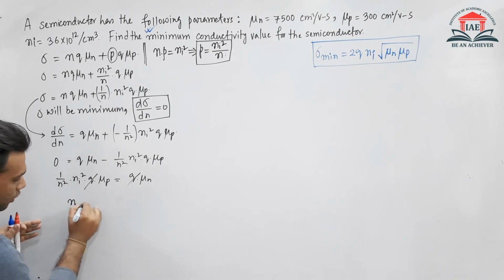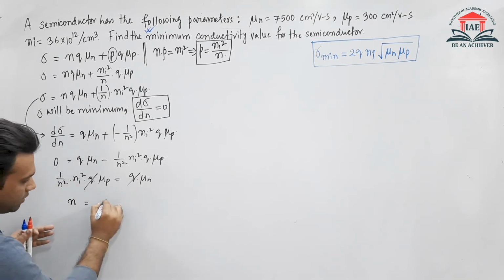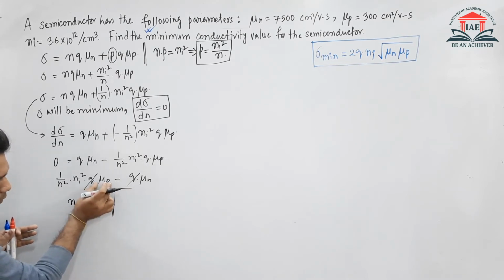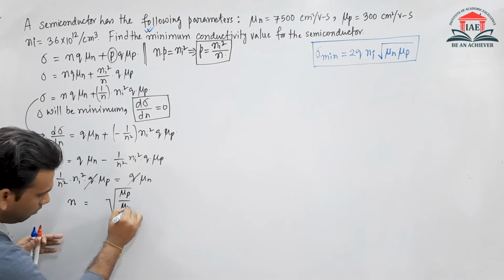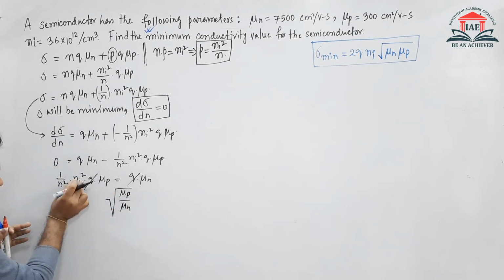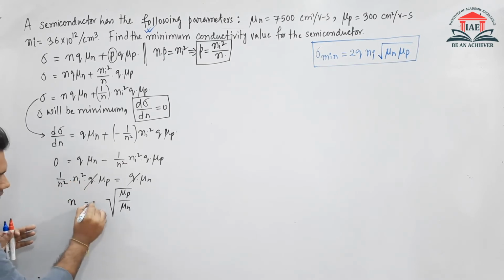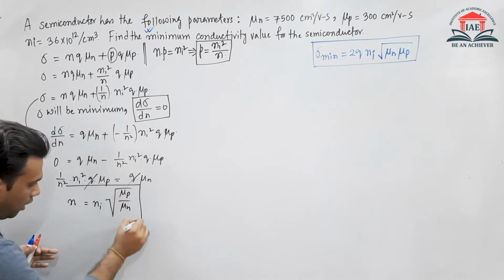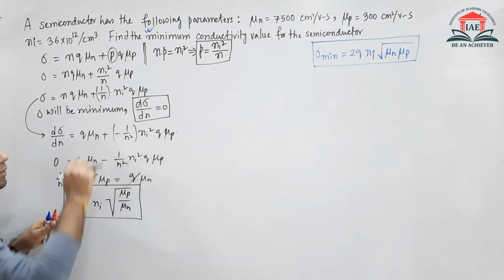So the n value that you will get: here it is n squared, so that means here there will be a root over, and inside the root it will be mu p by mu n. So mu p by mu n will come, and along with it here ni squared. So this ni squared, since this was n squared, will just become ni. So in this way I can find the value of the electron concentration when the conductivity is minimum.